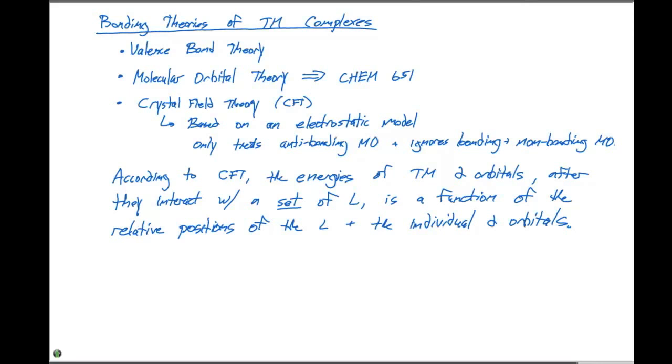So what this is basically telling us is that when we're analyzing these complexes, and when we're analyzing the excitations that occur in these complexes, there's two things that we really have to consider. The first thing that we have to consider is the shape of the d orbitals. And the second thing that we have to consider is the arrangement of the ligands around the central atom.